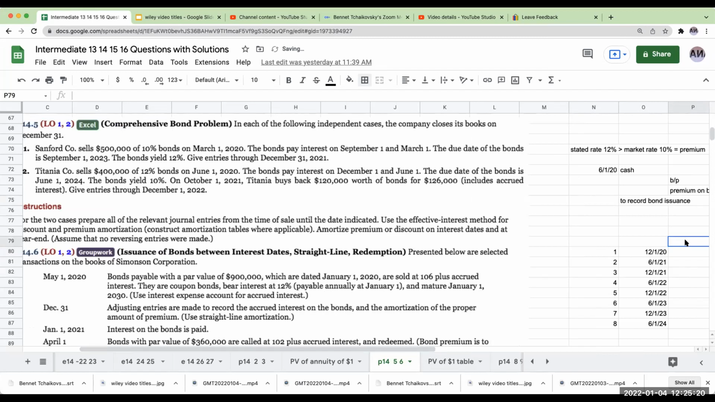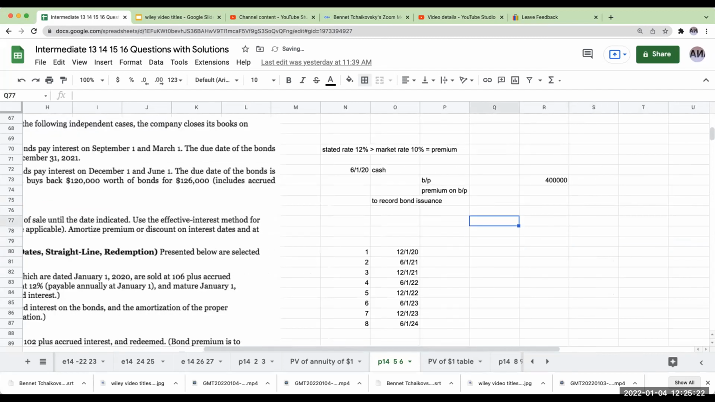Okay, so let's now figure out our payments. What is this bond going to be paying out? Well, the first part of this is it's like an interest only loan. So my bond payable face value is going to be 400,000. Okay, so that's my bond payable face.